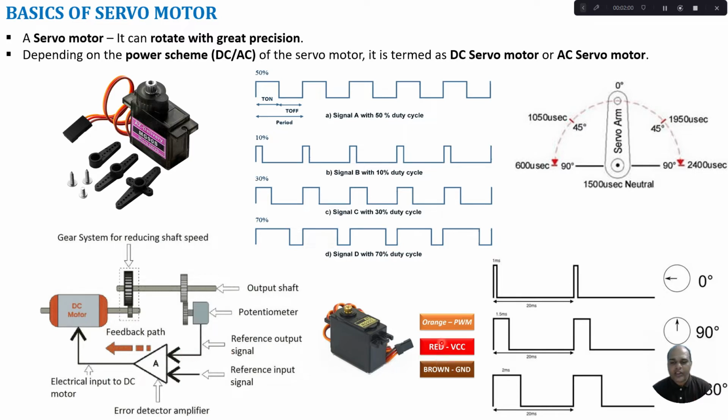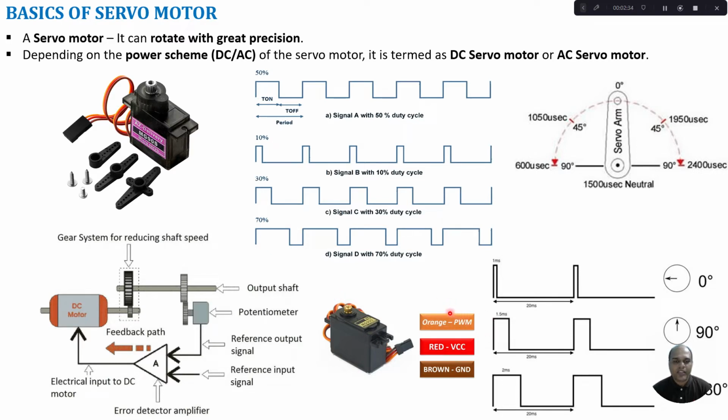When you look at the wiring connection of a servo motor, it consists of three lines: orange line, red line and brown line. The red line needs to be connected to a supply voltage, and the brown line needs to be connected to a ground line. The orange line specifies a PWM line, pulse width modulated line. The position of the servo motor shaft can be achieved by providing a PWM signal to the orange line.